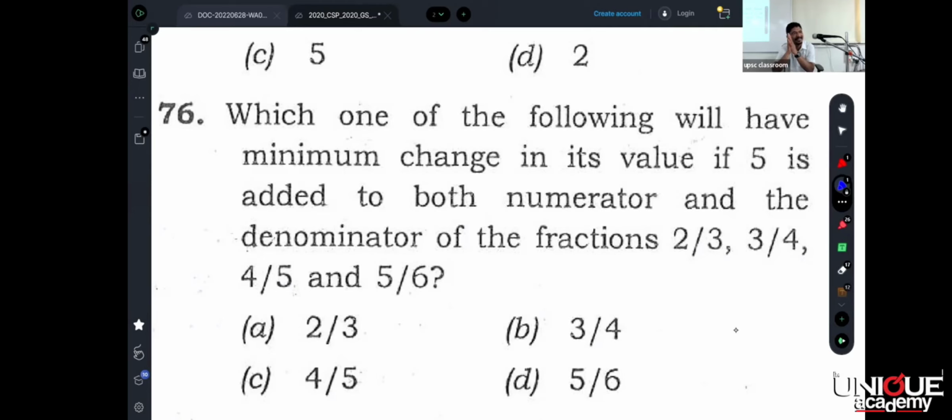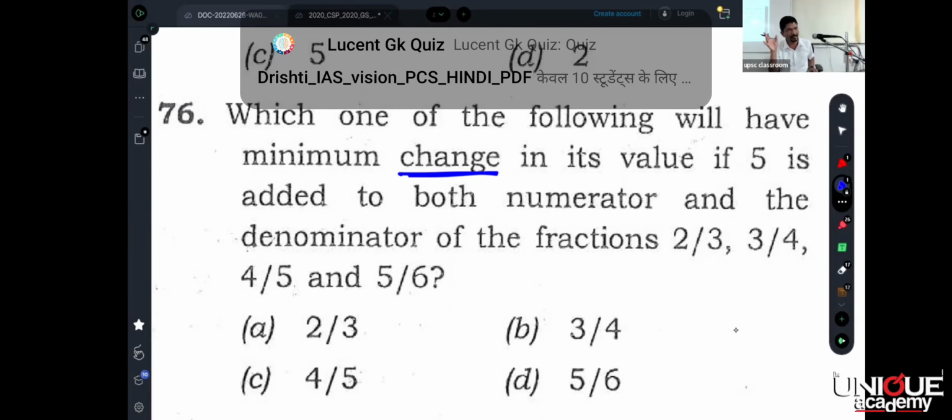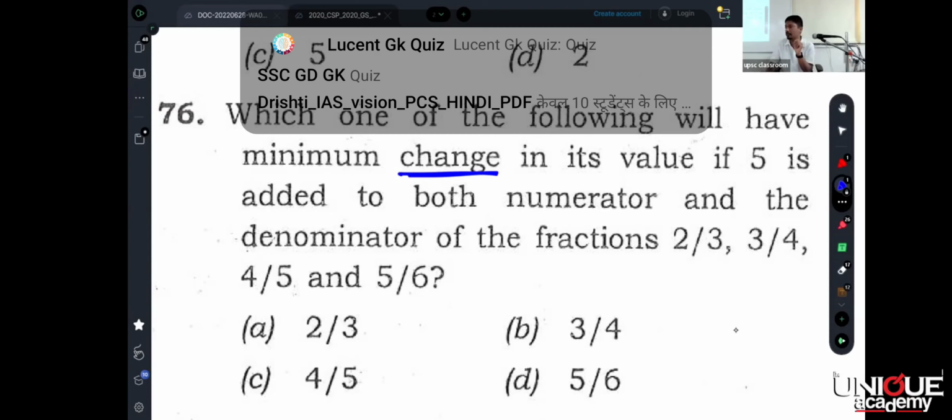So for those who are not getting the meaning of the question, let me tell you. Which one of the following will have minimum change? Minimum change after what? In its value, if 5 is added to both numerator and denominator. The original fractions are 2 upon 3, 3 upon 4, 4 upon 5, and 5 upon 6. We add 5 to the numerator as well as the denominator of each of these fractions, so we get another fraction. Because of that, there will be a difference between these two fractions: the first fraction and the fraction formed by adding 5 to both numerator and denominator. Among these differences, the smallest difference is the minimum change. Are you getting me now? Is it clear? Now please try to get the answer.